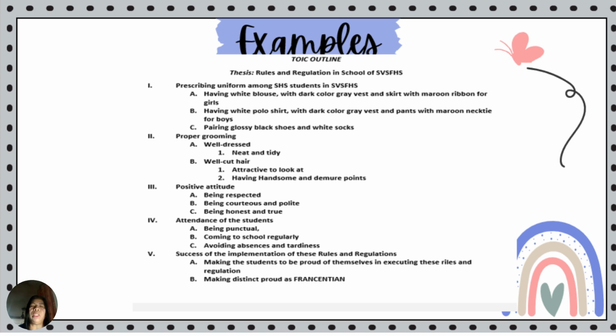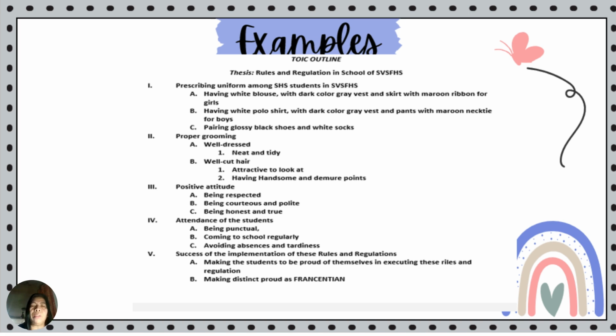The main topics pointed out here are the prescribed uniform of the school among senior high school students in SBSF, followed by the positive attitude of the students, or the students' behavior, proper grooming, attendance of the students, and success of the rules and regulations implemented in the school of SBSF. Those are all main topics that will support the thesis, rules and regulations in the school of SBSF.